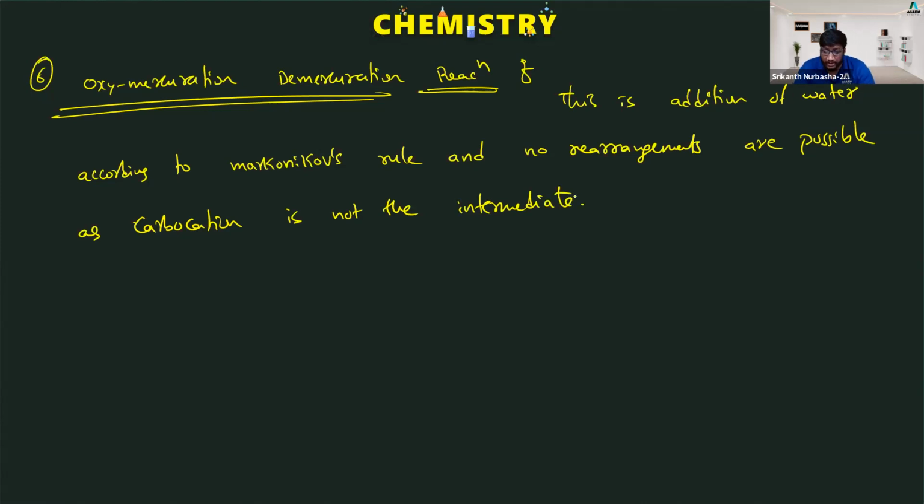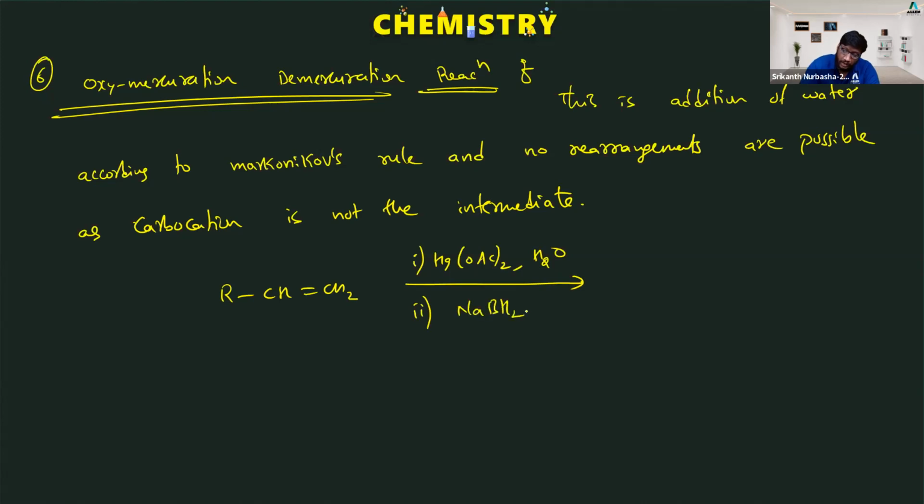So the reaction goes like this: RCH=CH2 treated with Hg(OAc)2 in the presence of water, and then further treated with NaBH4. It will form RCH(OH)CH3. Markovnikov rule means we just have to consider this carbon-carbon double bond. Which carbon has fewer hydrogens? This one. To that OH is added, because from H2O the negative part is OH, and CH2 will get the addition of hydrogen.